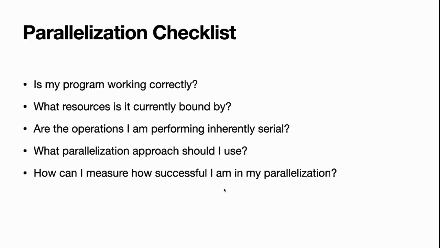Again, whether the operations are inherently serial or are, as we like to say in the business, embarrassingly parallel, that's the best case. We like that a lot. And then once we know that there's something that can be parallelized, what parallelization approach should we use? There are a couple different ones available to us in Julia. We're going to be focusing on threaded parallelization in this webinar. Previous webinars have looked at the GPU capabilities, which also are a good way to speed up your parallelizable sections of your code. And then finally, how can we measure how successful we are in our parallelization?